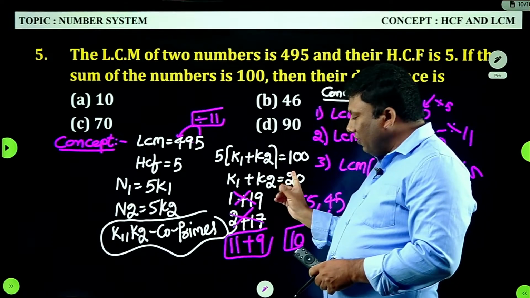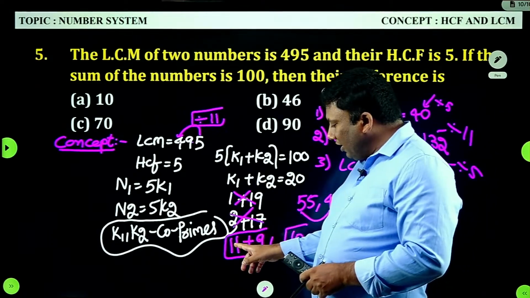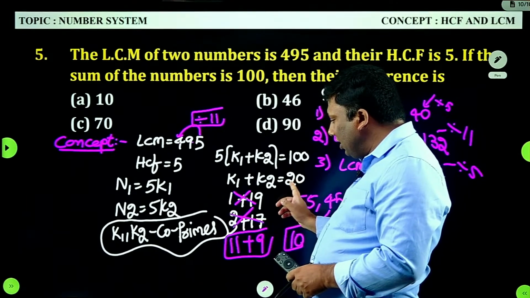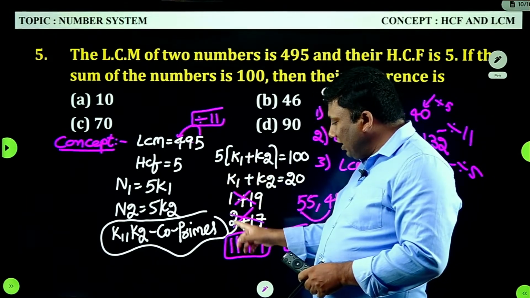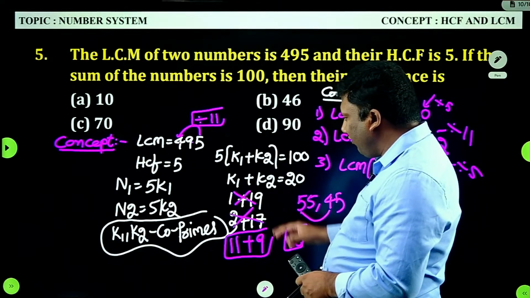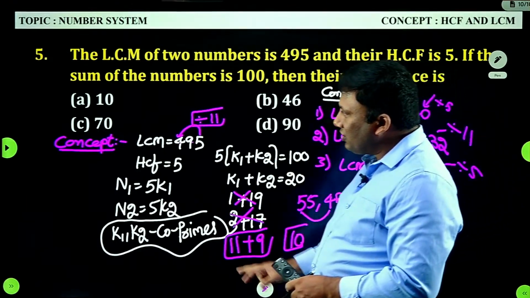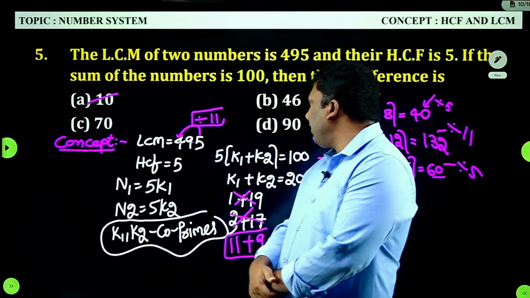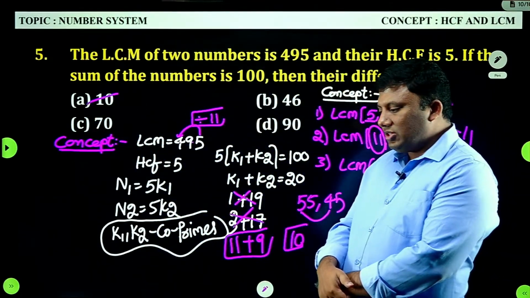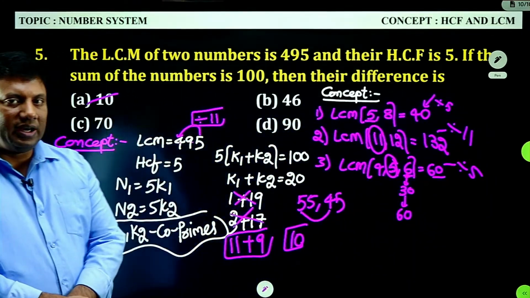I cannot take 22 because K1 and K2 are positive. I took 11. 11 plus 9 is 20. 11 is K1, 9 is K2; 5 K1, 5 elevens are 55, 5 K2, 5 nines are 45. The difference of these numbers is 10. Are you all with me? I hope the concept is clear.